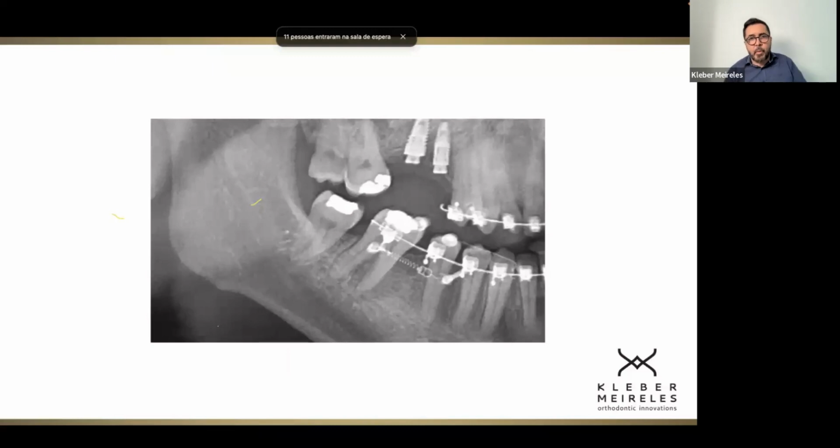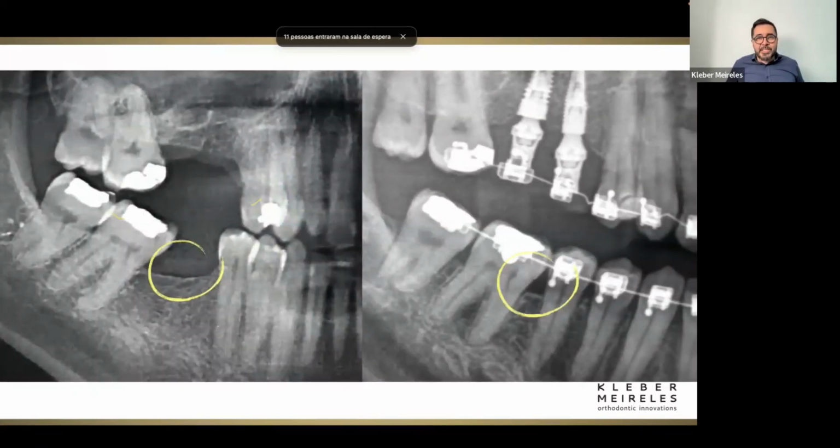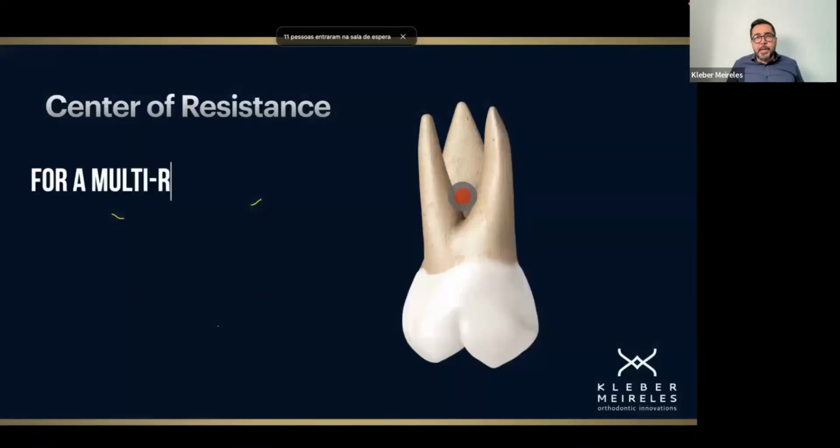And after a while, what's going on here? After a while, if the last molar won't follow the movement, we can help, okay? But in this case, as you can see, most of the movement was natural.